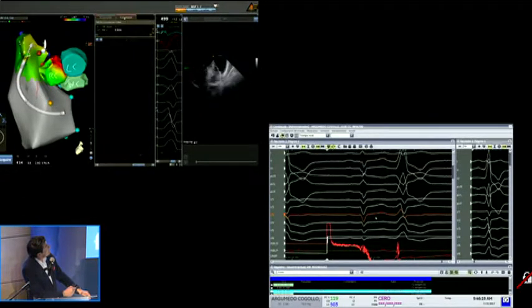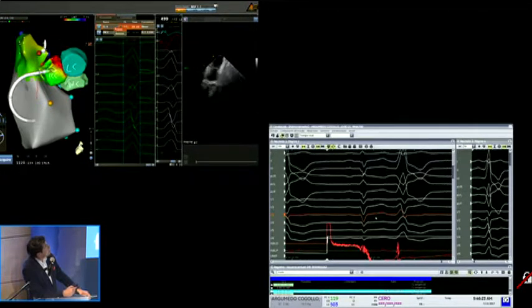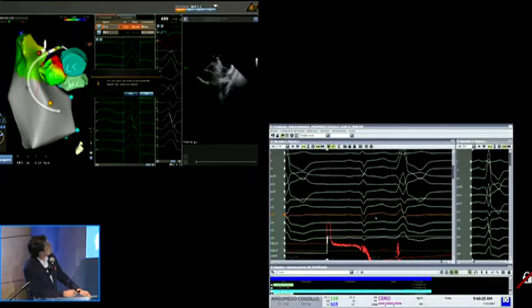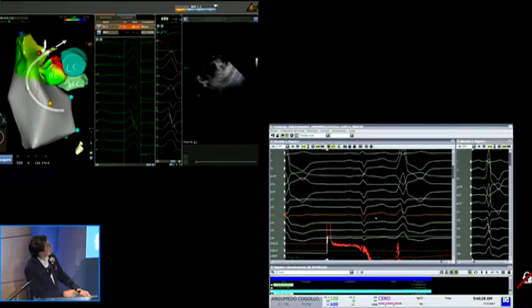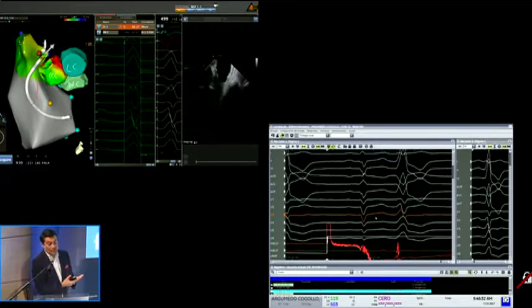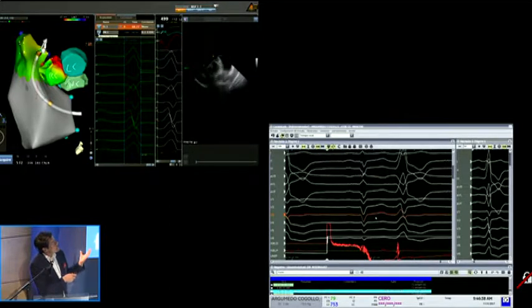Here you can see the ICE. We are above the valve. Obviously, the ICE helps us guide the contact. We need to deflect much more than you would think.